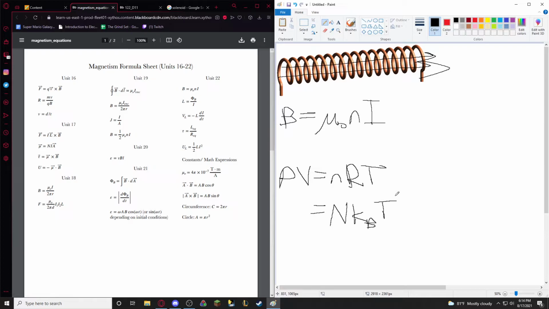Okay, so not quite. So big N is for PV equals NkBT. It's the total amount of molecules. Period. Like if you have 7 billion trillion molecules, big N is that exact number. Little n is not the number of molecules, but it's the number of moles of molecules. So big N would be little n times 6.02 times 10 to the 23.